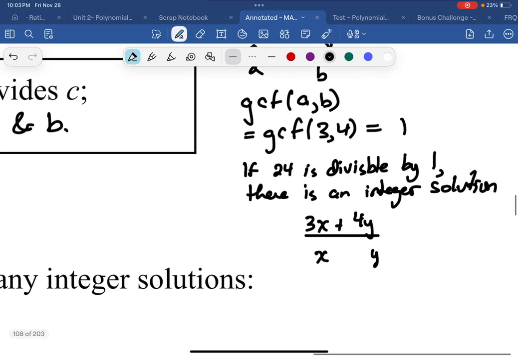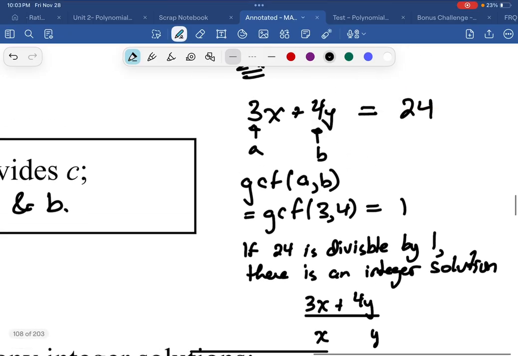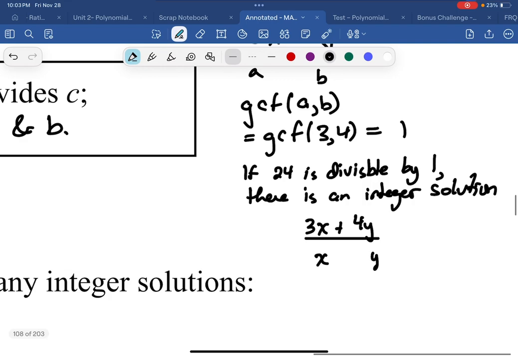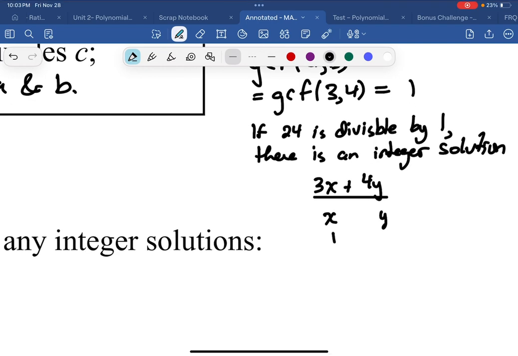But if I skip over 0, 0, and even you could just do the mental math on that, you realize it's not going to work. But you might try a 1 and a 1. 3 times 1 plus 4 times 1 is not going to work. That doesn't get you a 24. So I can increment up either my x or my y. It doesn't make a difference. I tend to keep one constant while moving the other.